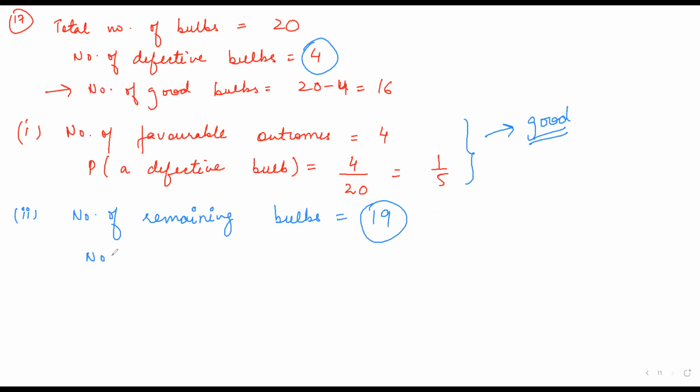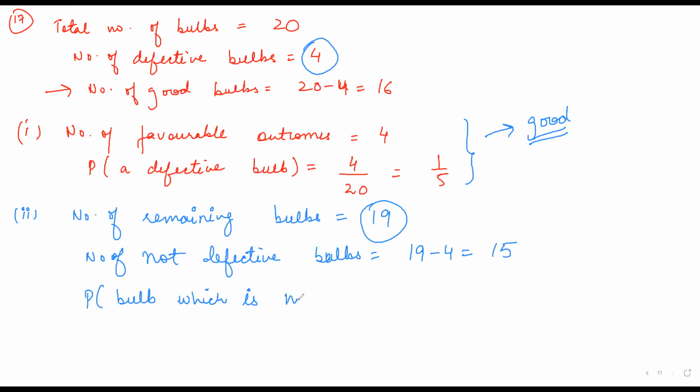So the number of good bulbs, or you can say number of not defective bulbs, are how many? 15. So total 19 minus 4, that is 15. So you want probability of a bulb which is not defective. You can write good bulb also if you wish. So probability of a bulb which is not defective will be 15 out of 19, correct? All these 15 are my favorable outcomes. It can be your first bulb, it can be your third bulb, it can be any. Out of 15, all these 15 outcomes are your favorable. So this is the probability.